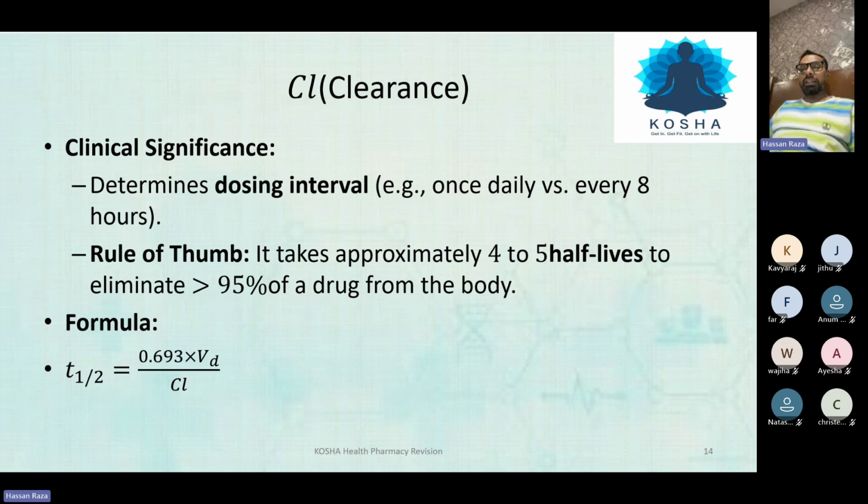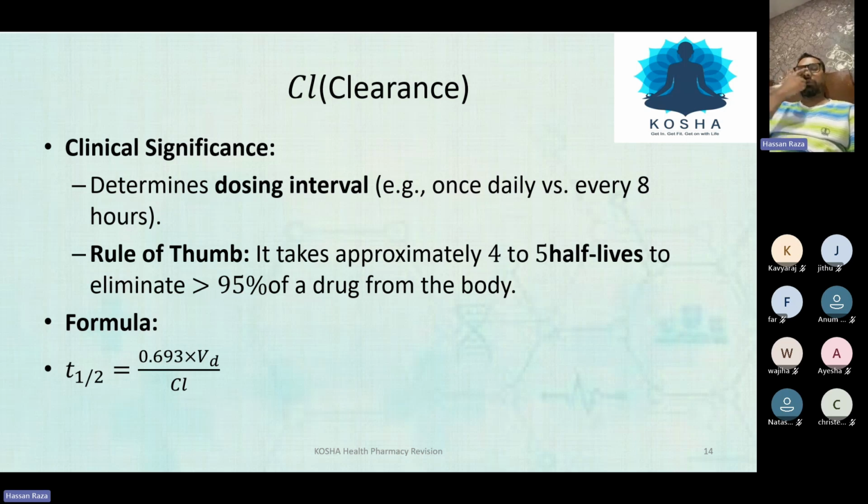So I have told you about clearance. It is really important to determine the dosing interval, and I have told you as well that usually drugs take 4 to 5 half lives, after which 95% of the drug gets eliminated, and it is the same half life after which the drug reaches a steady state. I will explain the logic in later slides.